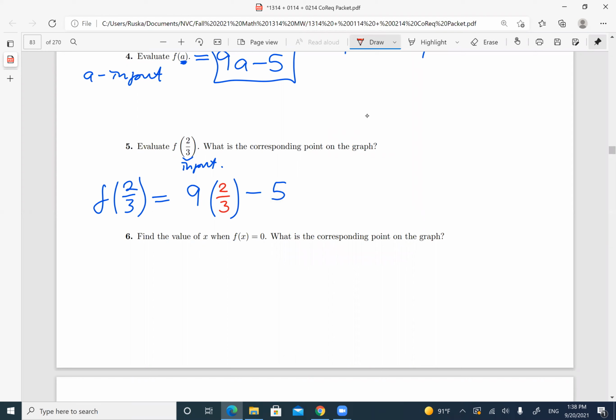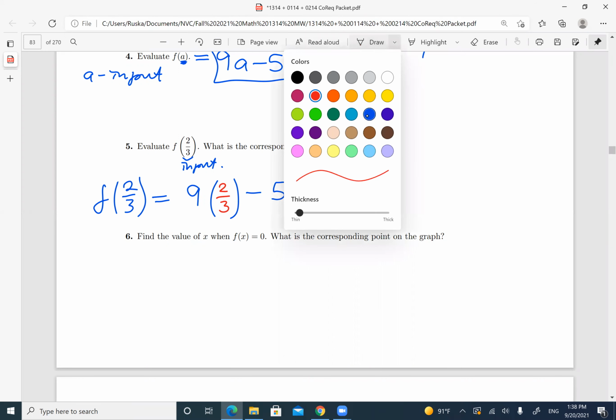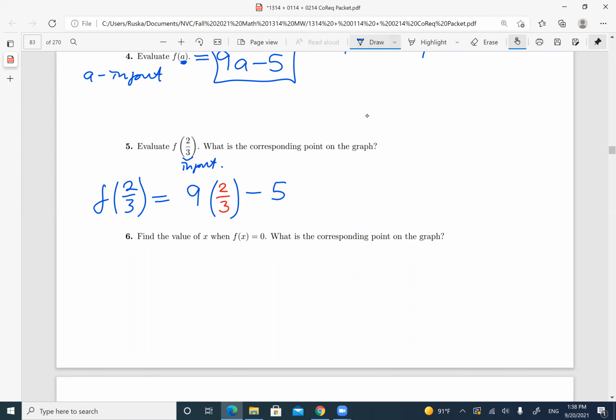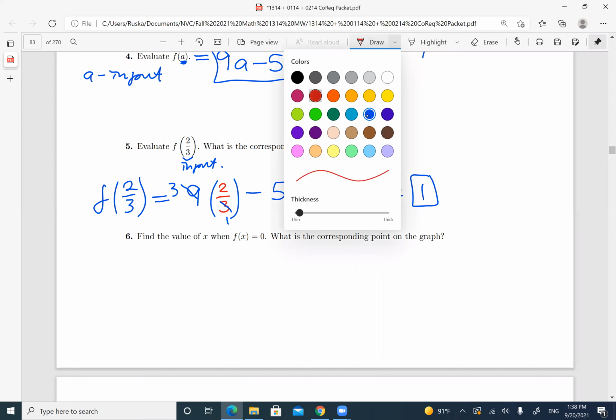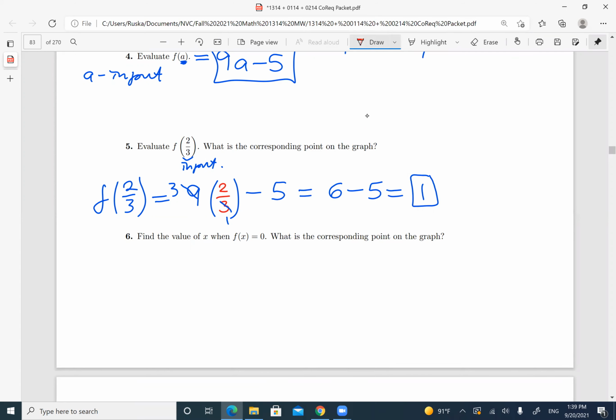And then you're going to simplify. Remember, 9 is 9 over 1. So when you cross multiply, you can reduce 9 and 3, divide by 3. And this gives me 3. So I have 3 times 2 is 6 minus 5 equals 1. So the x value is 2/3. And the y value, the output, is 1. So if I write the corresponding point on the graph, what is going to be the point?